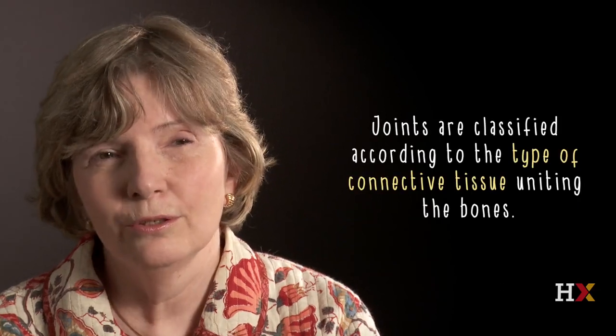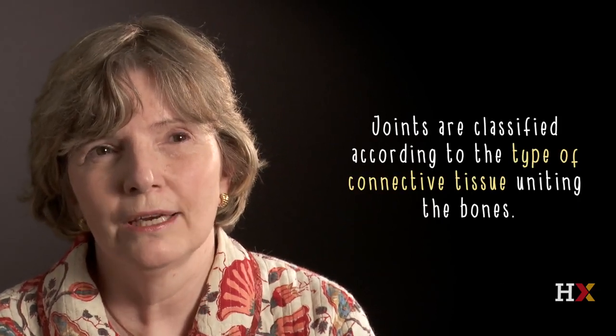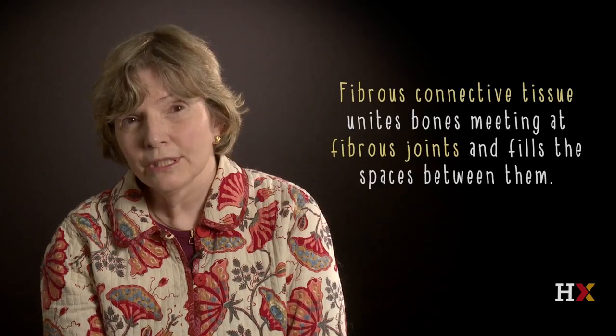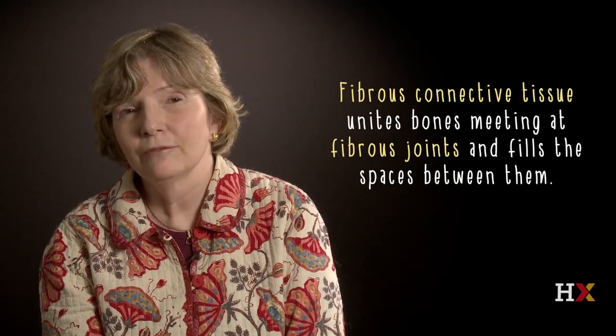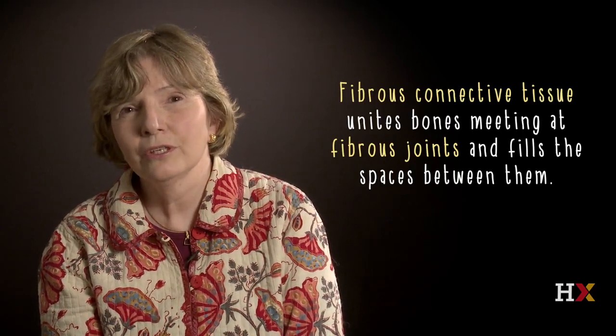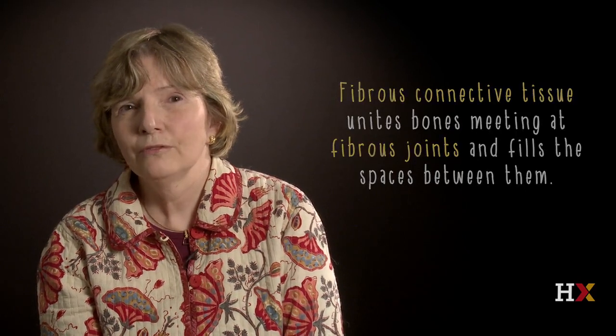Joints are classified according to the type of connective tissue uniting the bones. Fibrous connective tissue unites bones meeting at fibrous joints and also fills the spaces between them. Fibrous joints unite the bones of the skull, attach the teeth to the jaws, form substantial membranes between the radius and the ulna in the upper limb, and the fibula and the tibia in the lower limb.